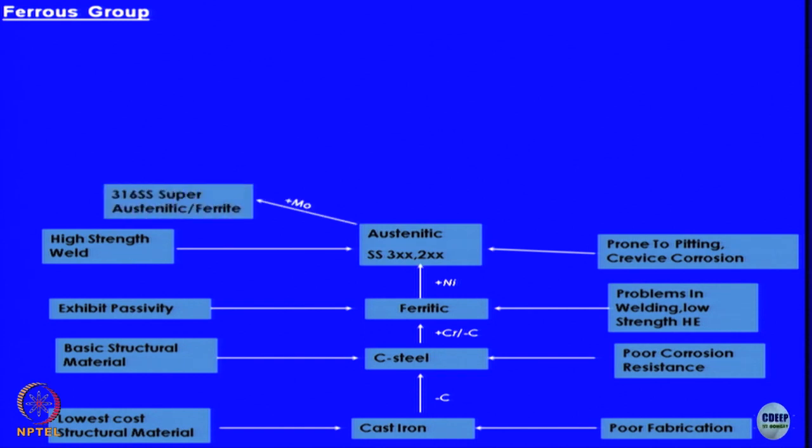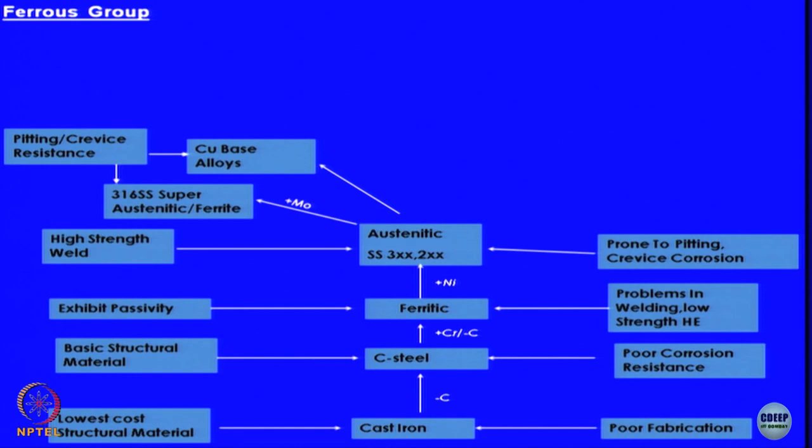Now, in order to minimize or lower the pitting tendency and crevice corrosion tendency, what do you do? Add molybdenum to this, you get 316 stainless steel, you get super austenitic grade stainless steels, you get even super ferritic stainless steels. So, you get another variation of stainless steel. They are reasonably resistant against pitting corrosion and crevice corrosion. In order to avoid pitting corrosion, you have another alternative. The alternative is copper based alloys. We will not be covering copper based alloys here, but you have an option of going to copper based alloys.